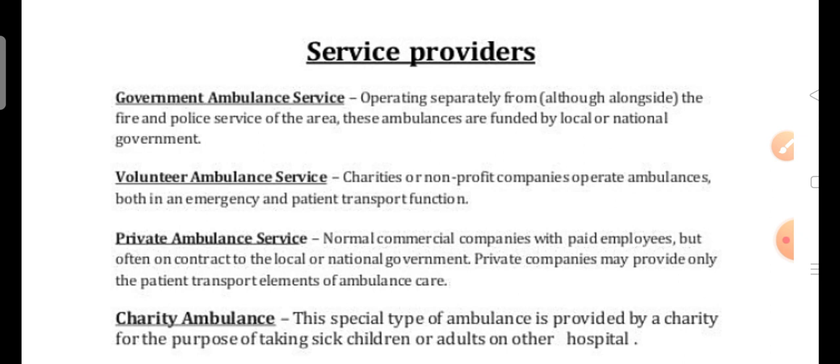Voluntary ambulance services: charities and non-profit companies operate ambulances, both in emergency and patient transport systems. Not everybody knows; they think only government hospitals provide ambulances. Not only that, voluntary ambulance services are also offered by, for example, Muslim or Christian charity hospitals, non-governmental organizations, Lions Club or Rotary Club, without expecting anything from the people. They freely provide the services, like charities and non-profit companies.